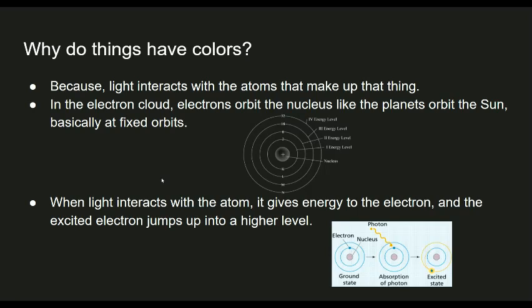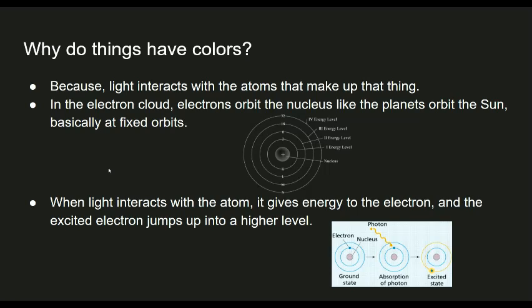So now we're going to talk about why things have colors. Basically, light interacts with the atoms that make up that thing. You guys already know about what atoms are. You've already learned that from us, hopefully. So you know that there's a nucleus and that electrons orbit the nucleus in the electron cloud. In a simple explanation, electrons orbit the nucleus like how our planets orbit the sun, in fixed orbits, and they don't naturally jump around.